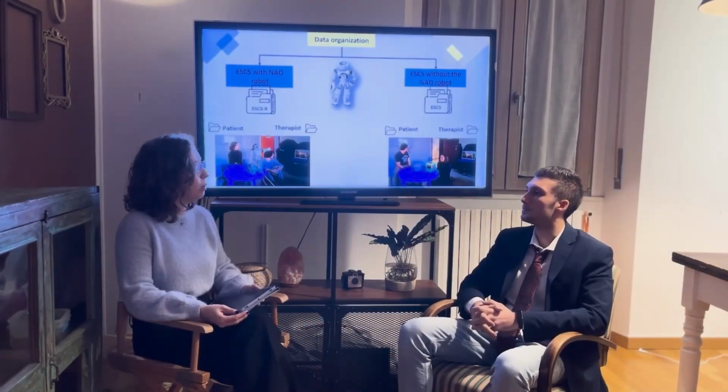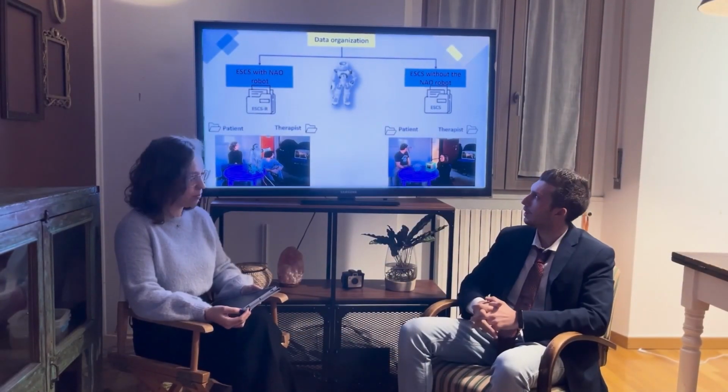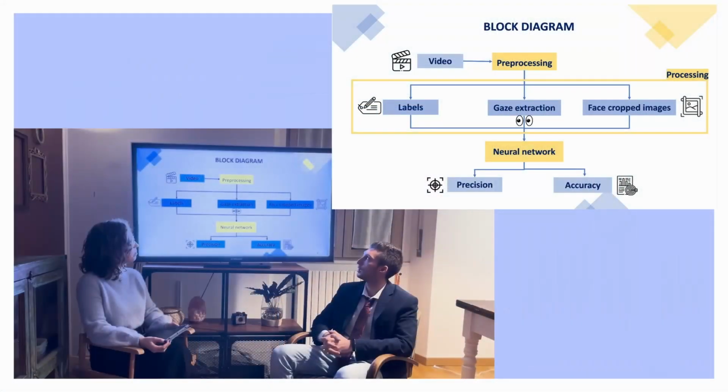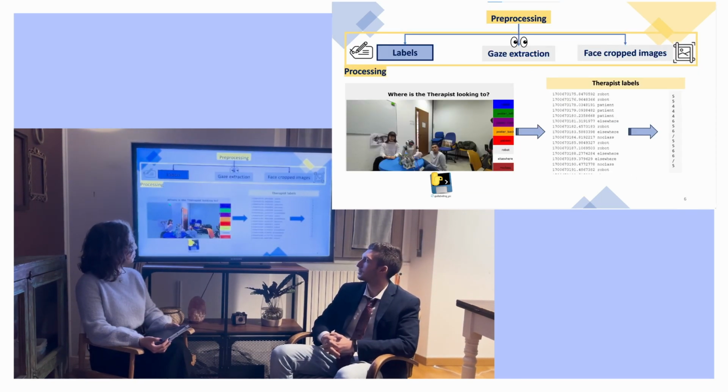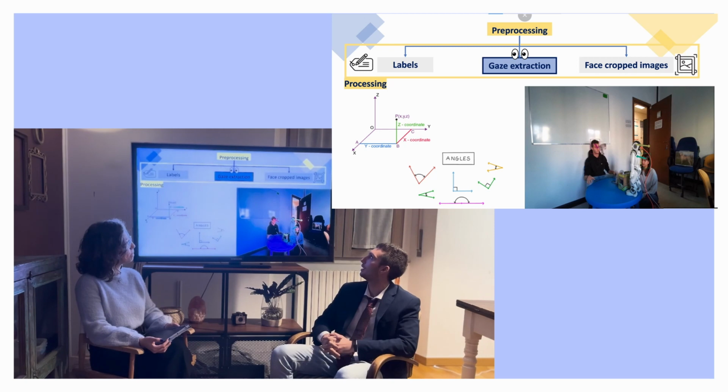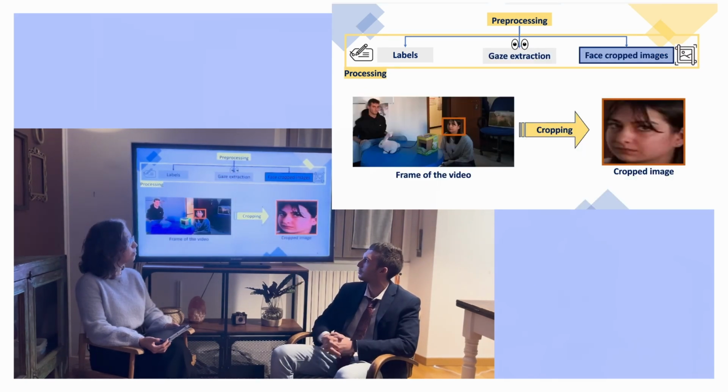That's nice. Now, can you please tell us how did you go on with your project? Obtaining the videos, we deleted some unusable data, and then we passed to the processing part, so to put manually the labels, the gaze structure, and the cropped images. So we put manually the labels, setting them with some numerical values. Then we extracted the gaze direction, and then we cropped the images to obtain only the face.